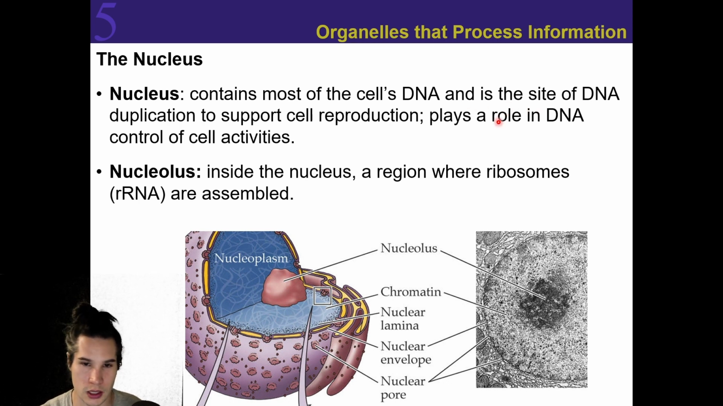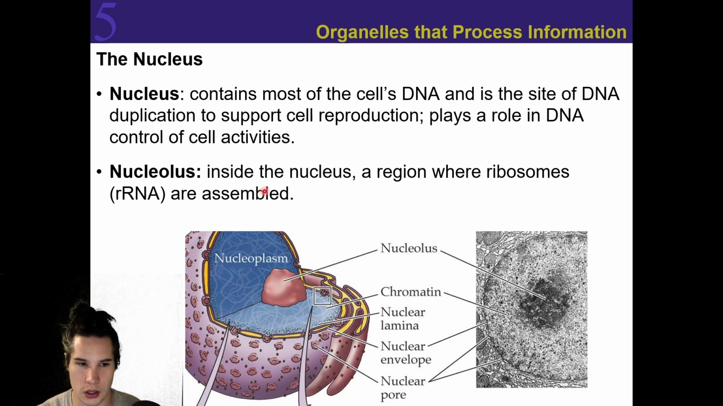And because all that DNA is in the nucleus, when we go to replicate our DNA, that's going to happen in the nucleus. So the nucleus is the site of DNA duplication, and all that DNA in there, containing coding for genes, is going to play a role in the control of cell activities.